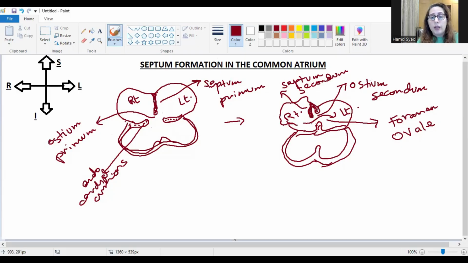And also remember that the lower half of this septum primum is known as the valve of foramen ovale. So the important thing to remember is that the foramen ovale itself is derived from the ostium secundum, whereas the valve of the foramen ovale is derived from the septum primum.